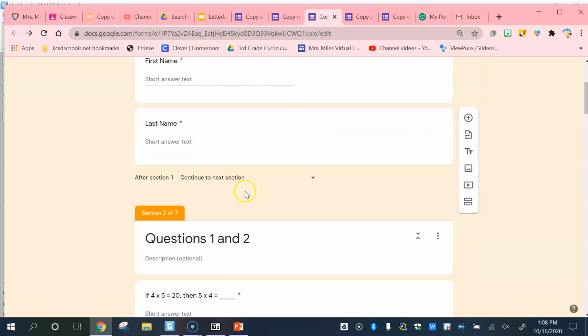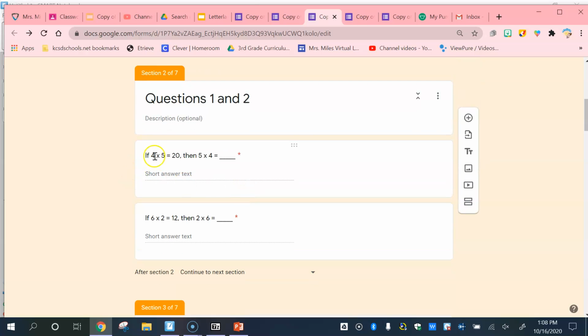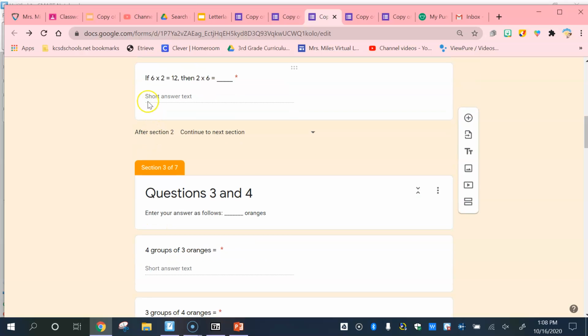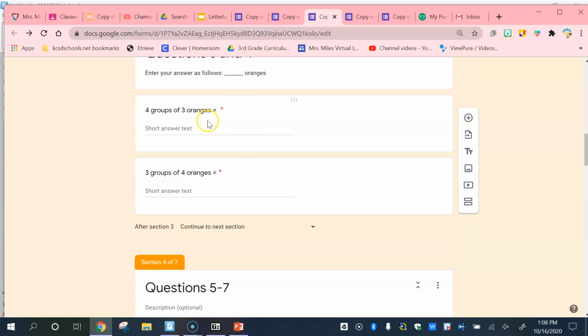All right, let's go through Wednesday's morning work. If 4 times 5 equals 20, then 5 times 4 equals, remember this is our commutative property, it equals 20. And the same thing right here. If 6 times 2 equals 12, then 2 times 6 equals 12.